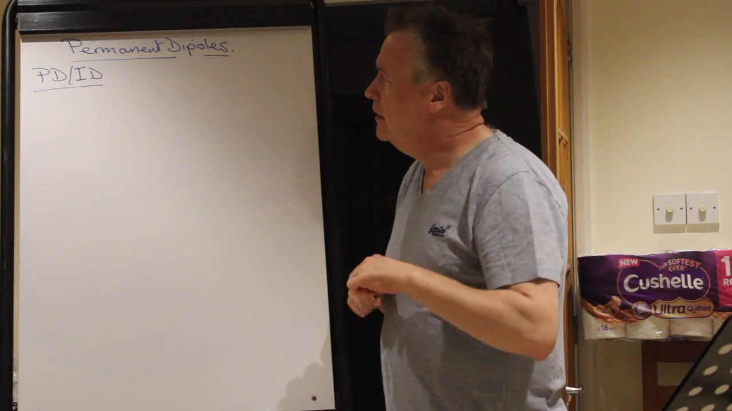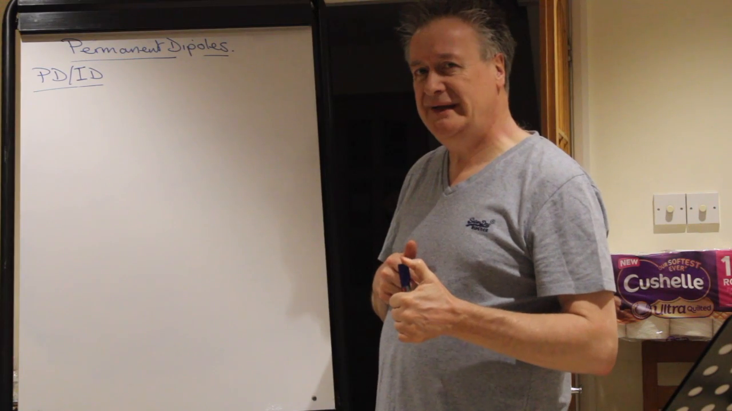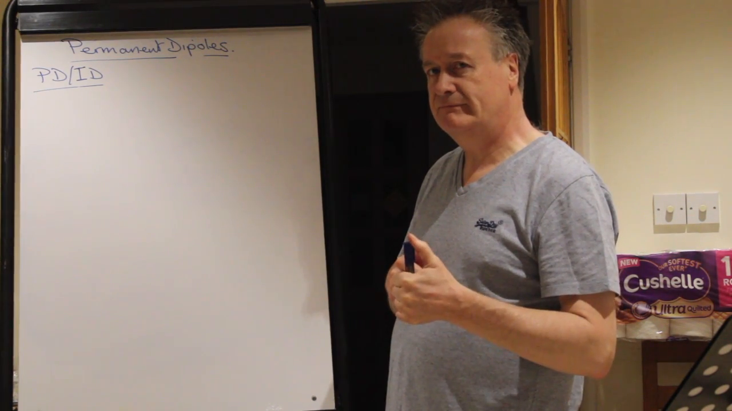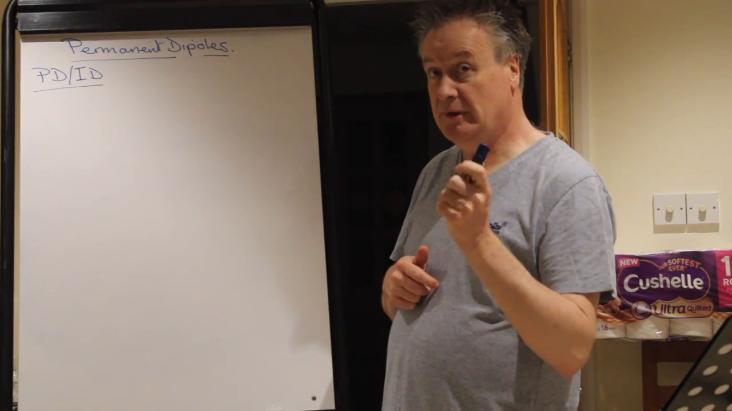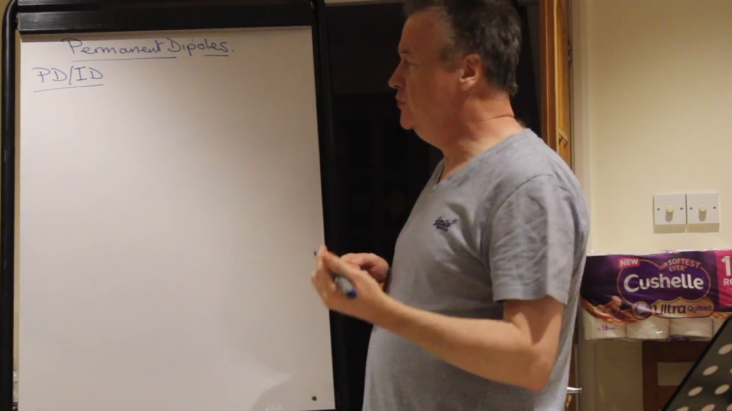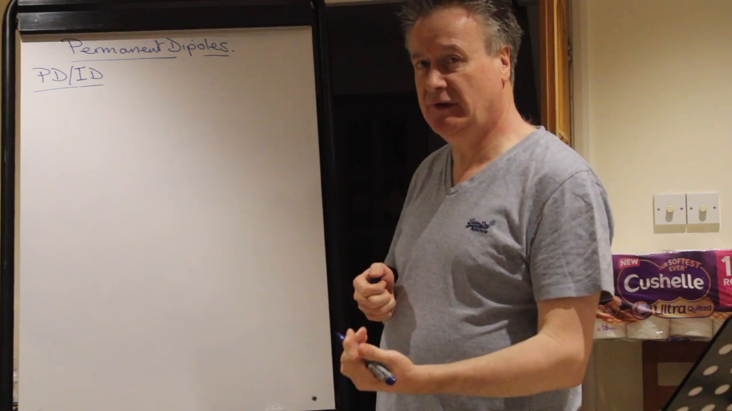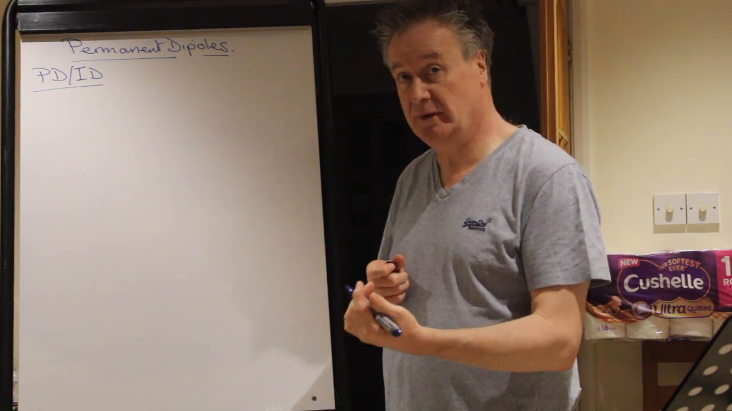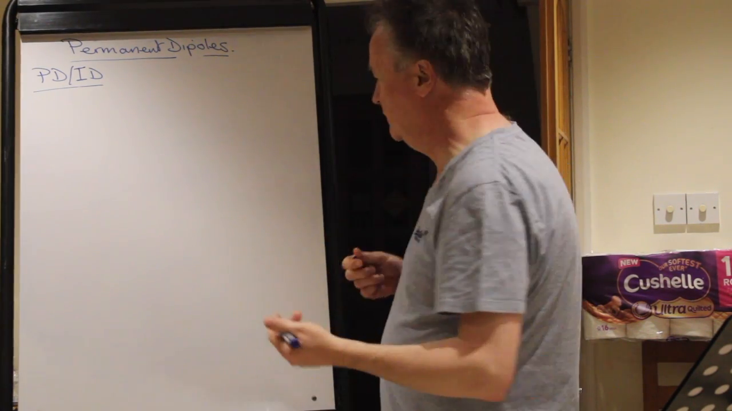Now, I've written up there PD, ID. ID is induced dipole, like last time. But now it's caused by a permanent dipole. Now, the permanent dipole is a stronger dipole than one of those instantaneous dipoles.